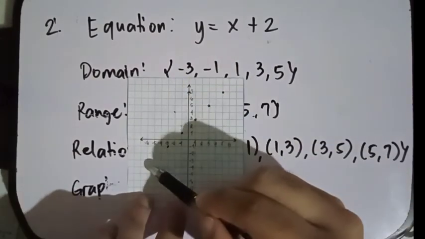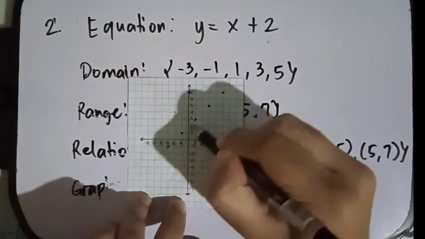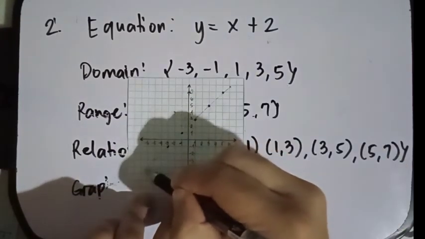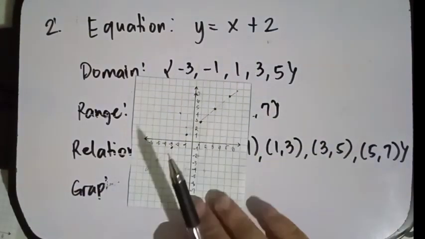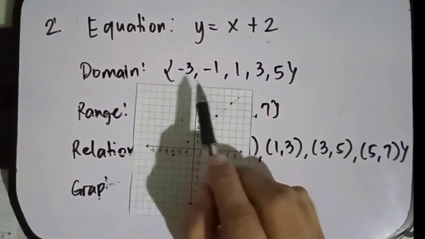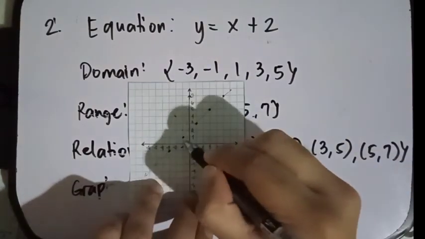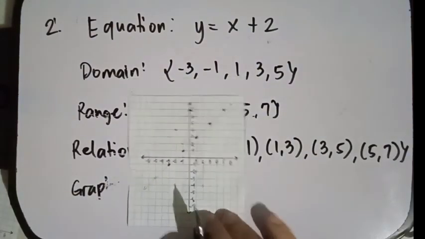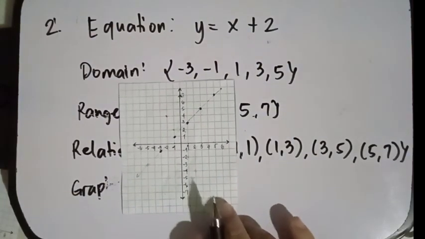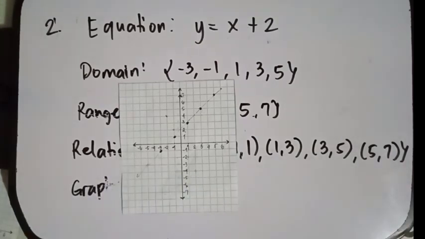Actually, pwede na nating i-connect with a line. Parang ganyan, no? Ganyan. Yan kasi yung mismong graph ng y equals x plus 2. Kaya lang, yung domain kasi natin is negative 3, negative 1, 1, 3, 5. Kaya, yung graph is ganito lang. Okay? Relation ng ano natin, pinag-uusapan dyan. Alright, so, that ends our discussion about relation.